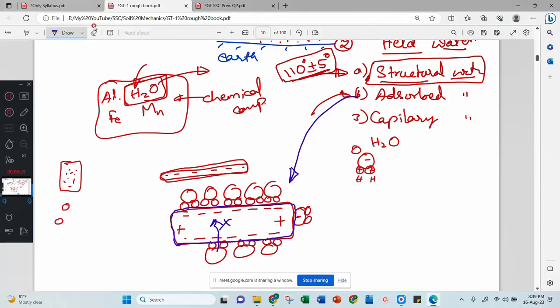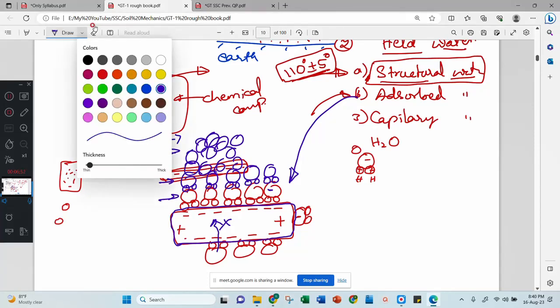Now this is a clay particle. Then another water, this is negative, no? Then another water may come here and it may sit like this. Right? Another water may come here and sit like this. Like that, we will be having many layers on the clay particle. First layer, second layer, third layer, fourth layer, fifth layer, like that.